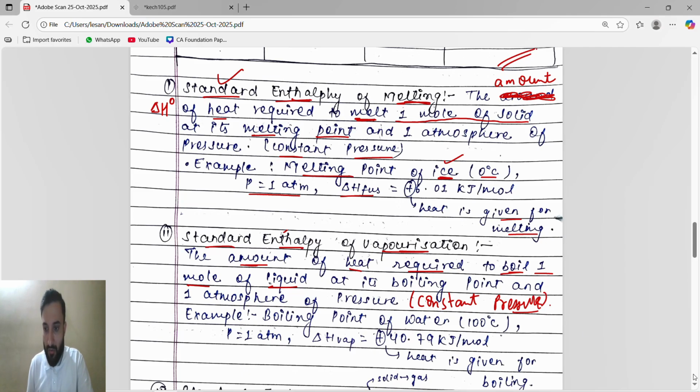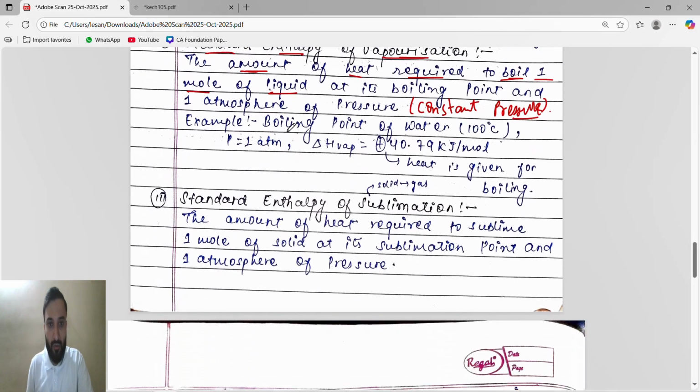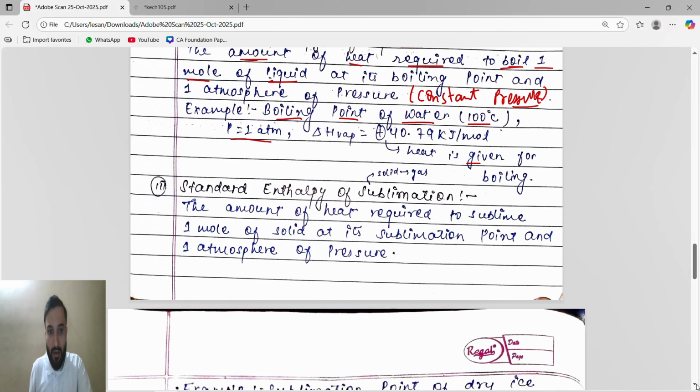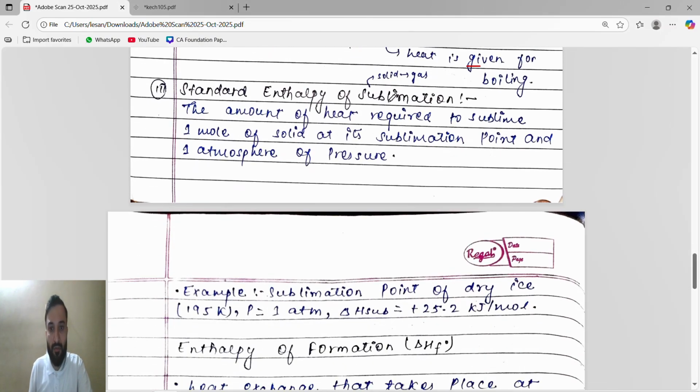That's it. So we have to boil the water. The boiling point of water is 100 degrees Celsius. Pressure is 1 atm. Then delta H vaporization for water is plus 40.79 kilojoule. Plus means heat is given for boiling. If heat is taken out, it means minus. Okay. Now next is standard enthalpy of sublimation.